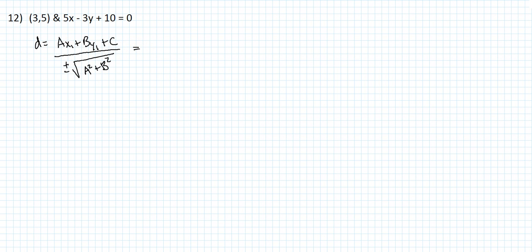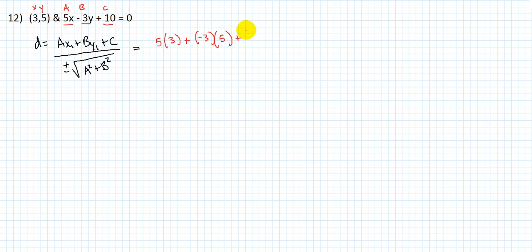So I like to go ahead and make sure I write the x and the y here. Make sure I have a, b, and c. This is already in standard form, so we don't have to worry about it. And so we can just plug it right in. This is 5 times 3 plus, now b is negative 3, and then y is 5.